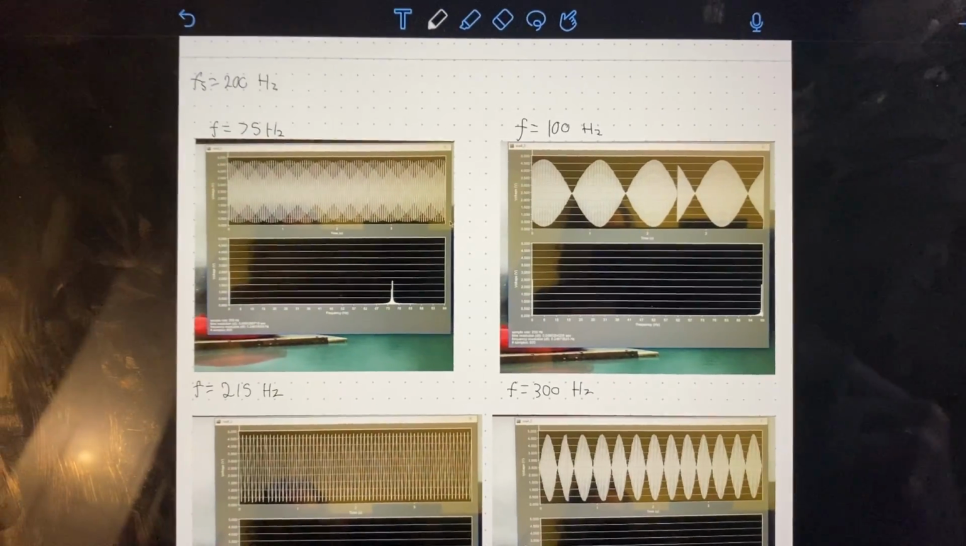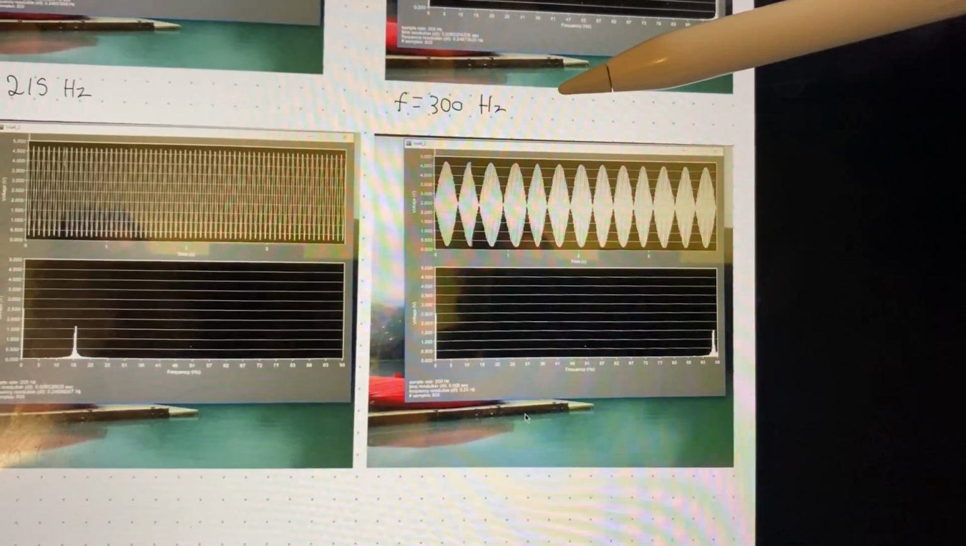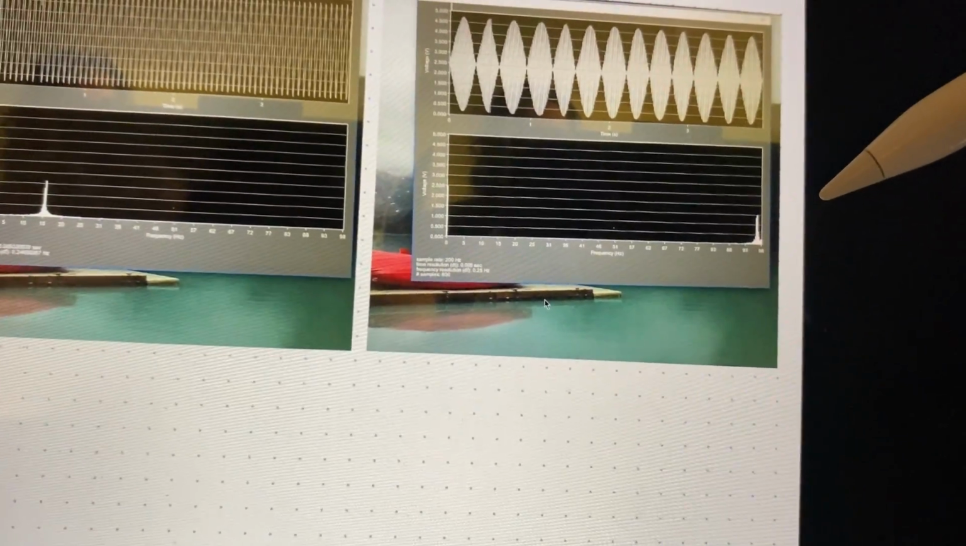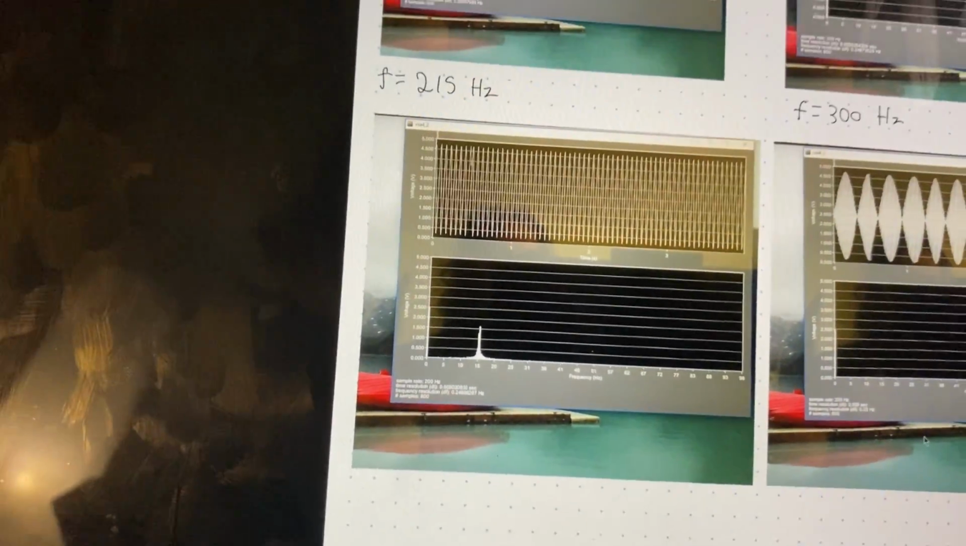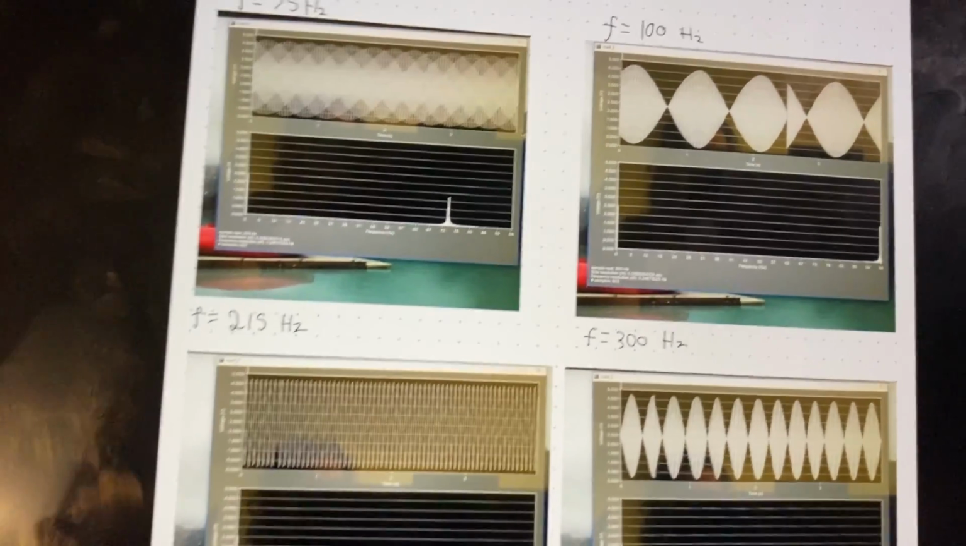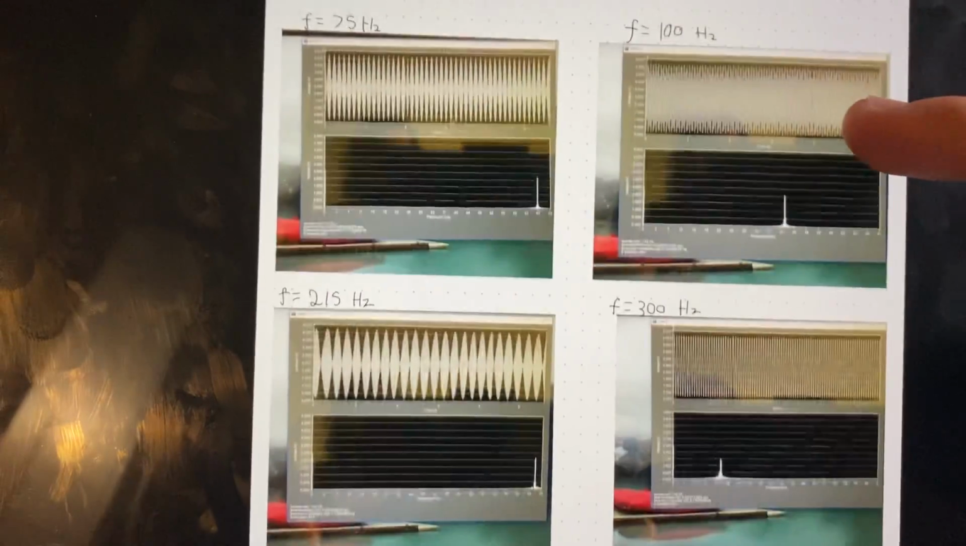At a sampling frequency of 200 Hertz, the 300 Hertz signal aliased down to about 97 Hertz, and the 215 Hertz signal aliased down to about 15 Hertz. Whereas the 175 Hertz signal displayed as expected.